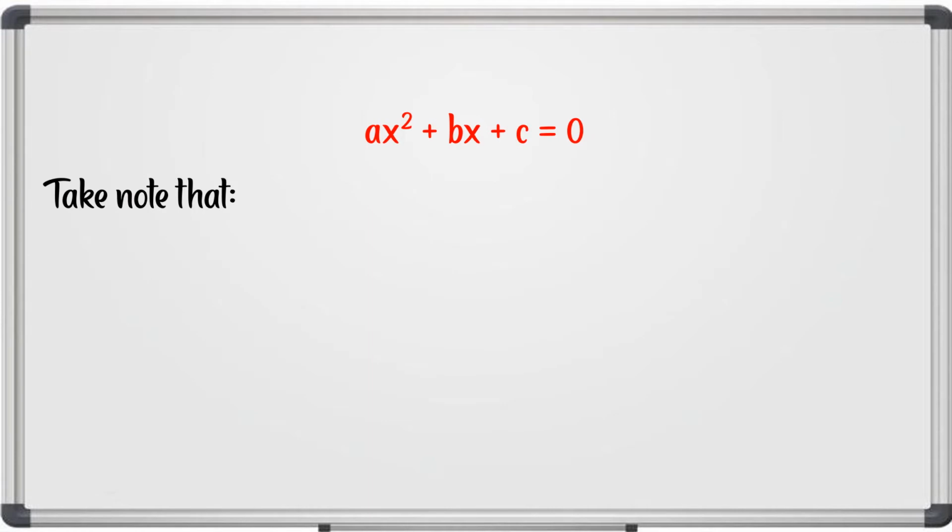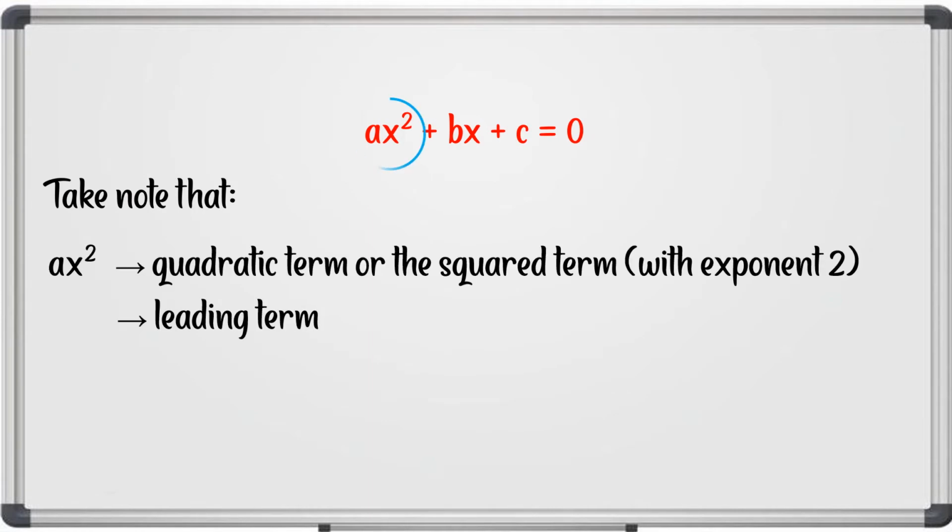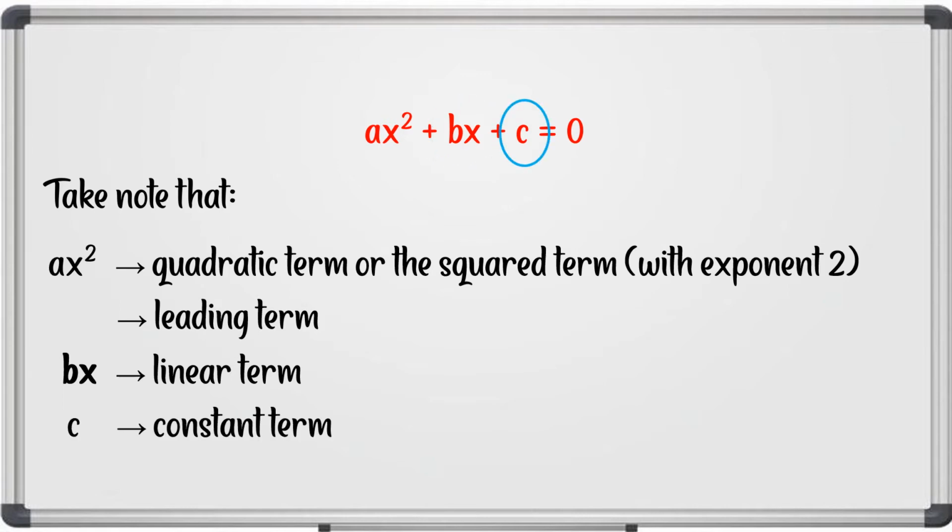In ax squared plus bx plus c equals 0, ax squared is called the quadratic term or the squared term. This term is the term with the highest exponent, which is 2. This is also called the leading term. Next is bx. Bx is called the linear term, the term with exponent 1. And then c is the constant term. A constant term has a fixed value. It is a term which is only a number.